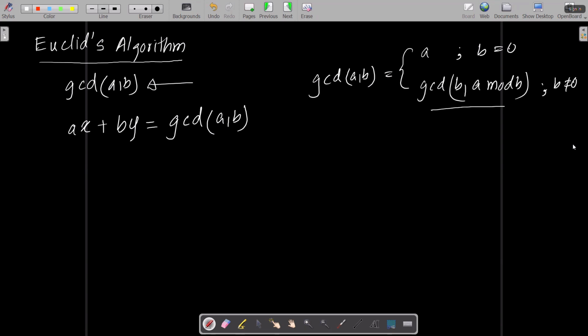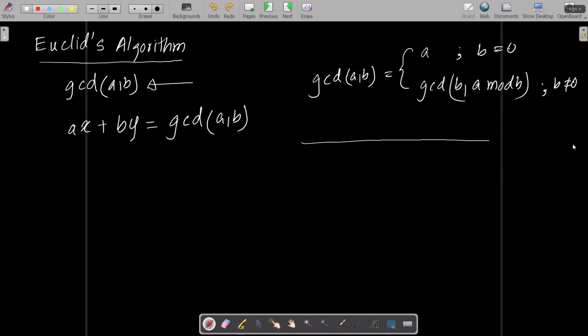Now, can you understand how this is correct? This says that the greatest common divisor of A and B divides A and B, that is a fact that we know. And what this says is it divides B and A mod B. The factor should divide A and B, that's correct. But what it says is it divides A mod B as well.